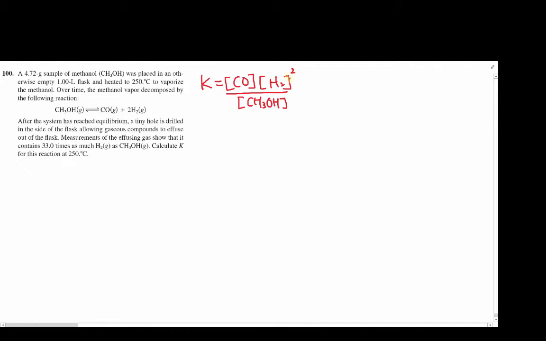And don't forget the coefficient in front of hydrogen, which is going to be raised to second power. If it had the 3, then it would have been the third power, cubic power.